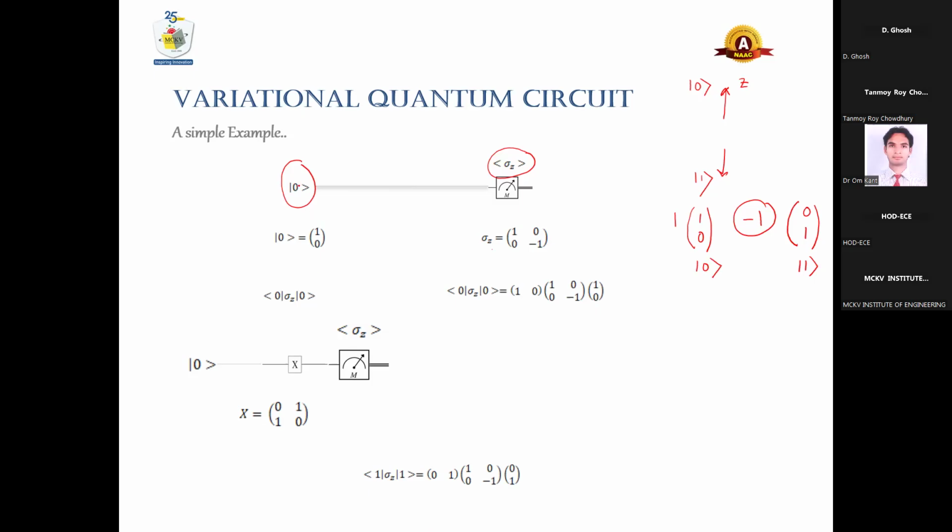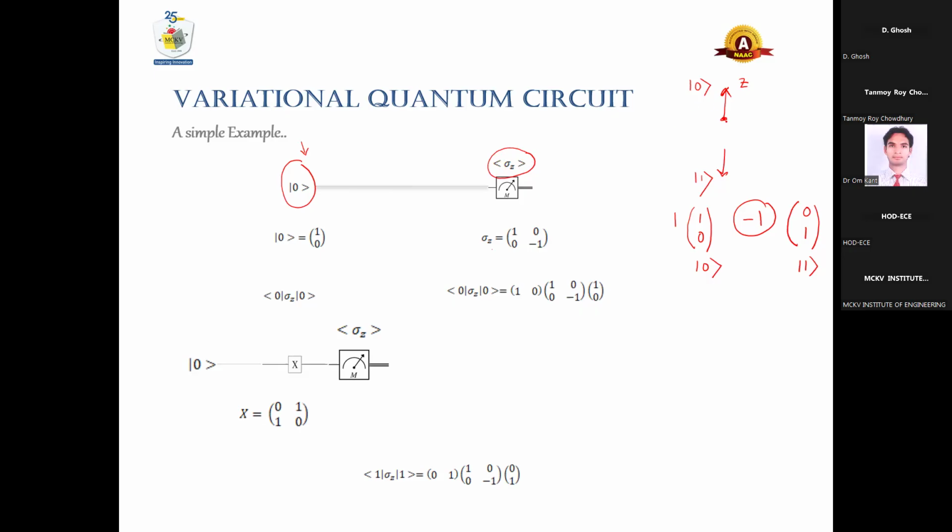Now let us say, very simple, my state is in 0. So my qubit is already pointing to the positive z-axis. It is not in a superposition state. It is pointing towards the z-axis. Now I want to measure the spin along the z-axis. What will be the expectation value? What do you think? What will be the average value?